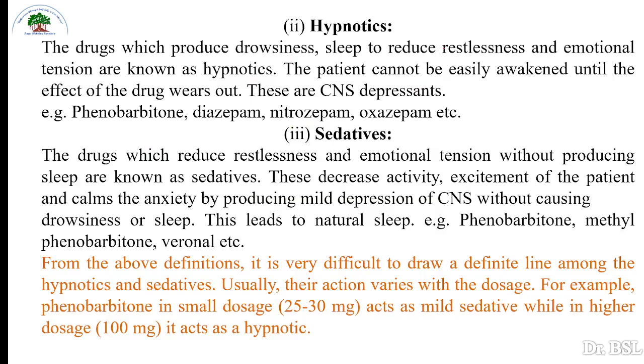Second type is hypnotics, the drugs which produce drowsiness, sleep, to reduce restlessness and emotional tension, are known as hypnotics. The patient cannot be easily awakened until the effect of the drug wears out. These are CNS depressants. Hypnotics are CNS depressants. Phenobarbital, diazepam, nitrazepam, oxazepam. These are some of the examples of hypnotics.